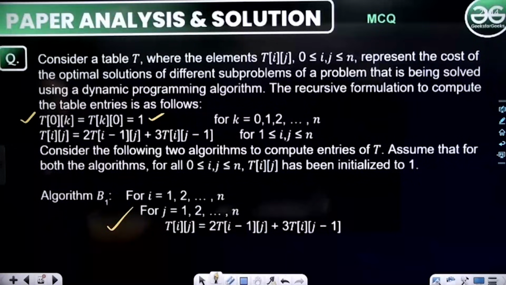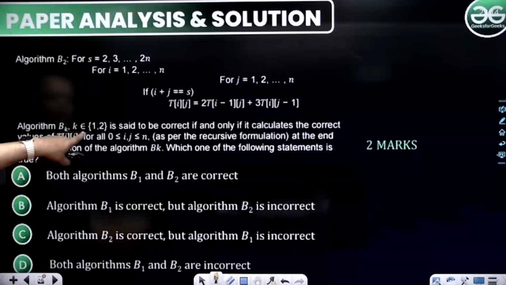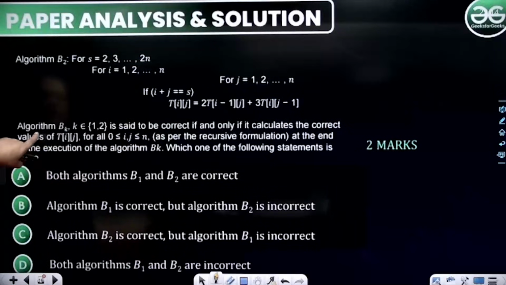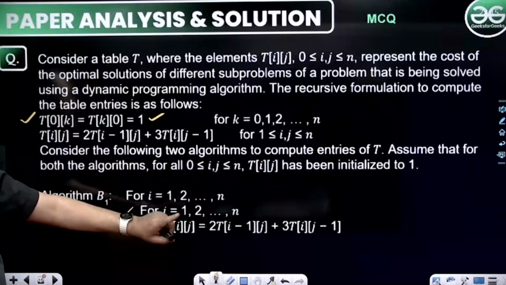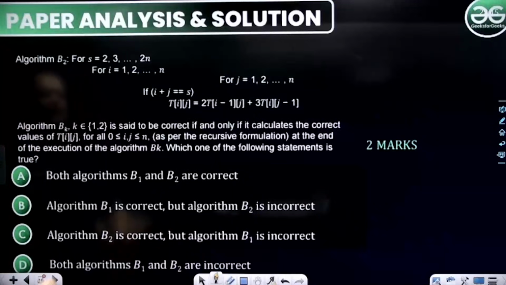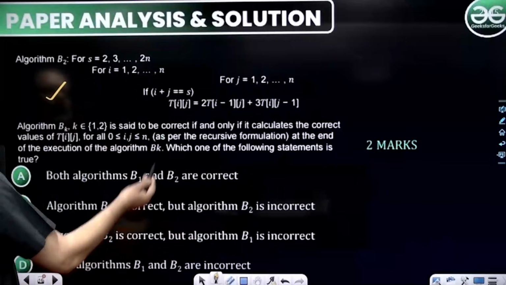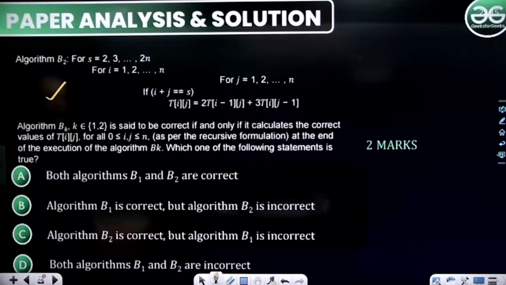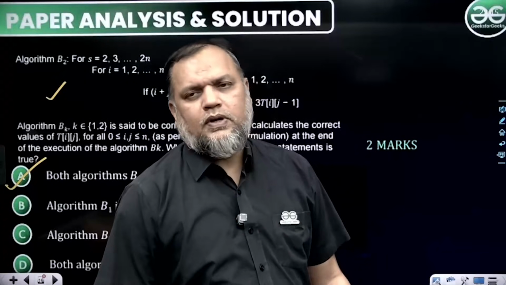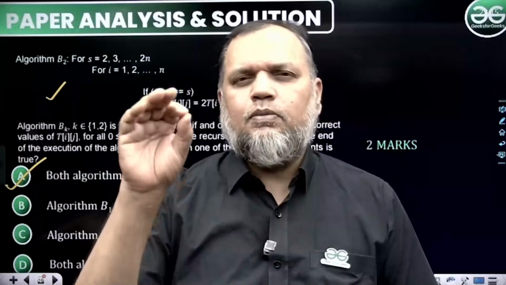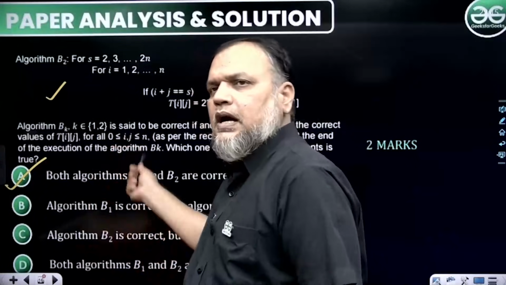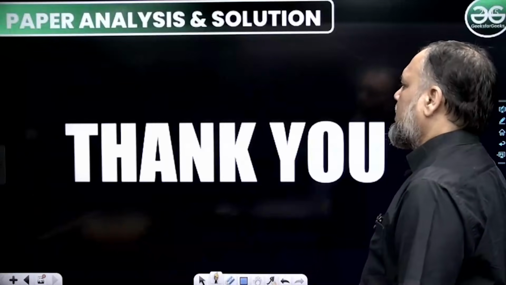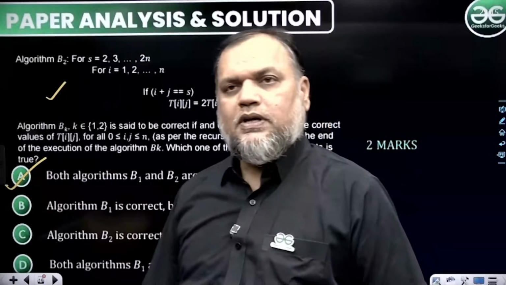So the condition is there are two algorithms, B1 and B2. Assume BK for 1 and 2 is said to be correct if and only if you calculate the correct values of T(i,j). Algorithm B1 is exactly computing based on the recurrence, so definitely it is correct. And B2 will compute first in row order and then column order, so both will be correct. Therefore the correct response is B1 and B2, that is option A. What you can do is even take some value of n, like n equal to 4, with 4 rows and 4 columns, or 5 rows and 5 columns, and make the computation and see that it works out for both. So the correct answer is option A. That's it.